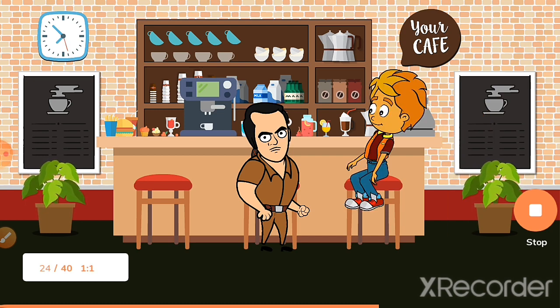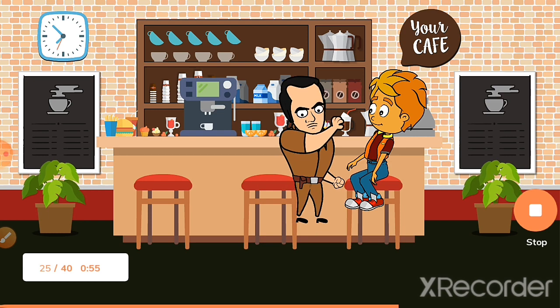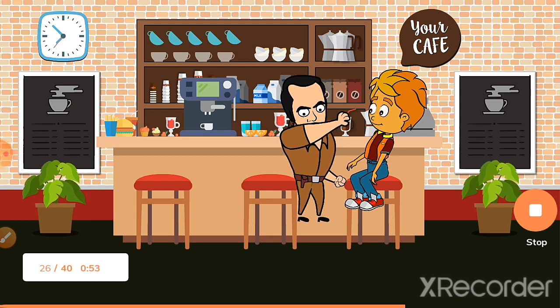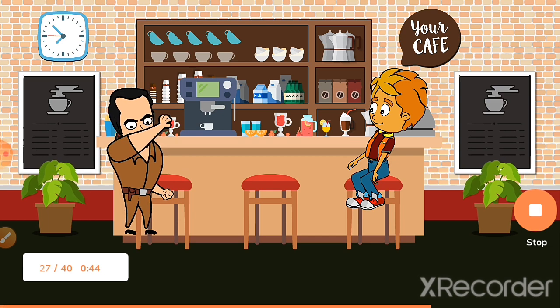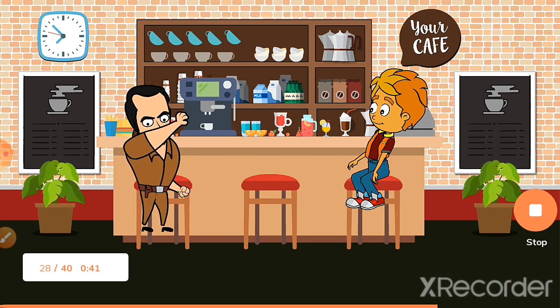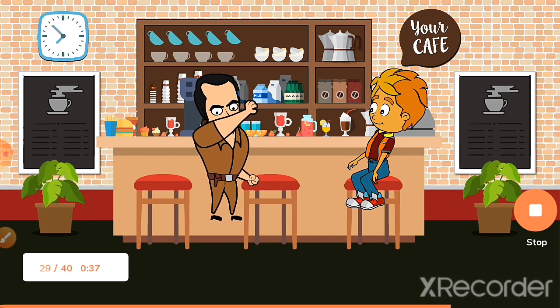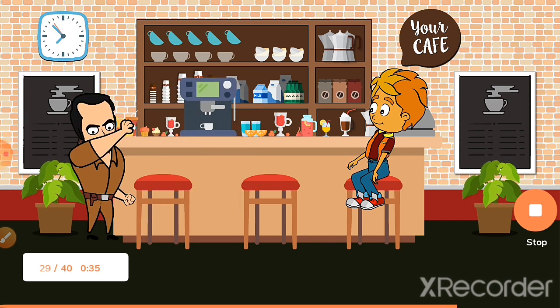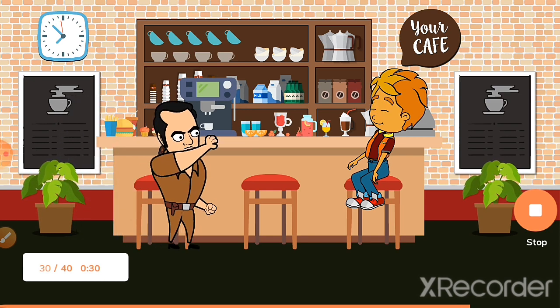First, he asks for a cold coffee. The shopkeeper tells that the cost of cold coffee is 130 rupees. Then he asks for an ice cream. So the shopkeeper tells that it costs rupees 25. The cost of milk is 38 rupees 50 paise. Then he asks for chips. The cost of chips is 60 rupees 75 paise.